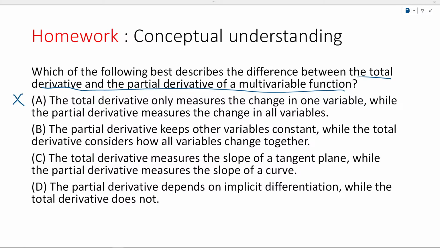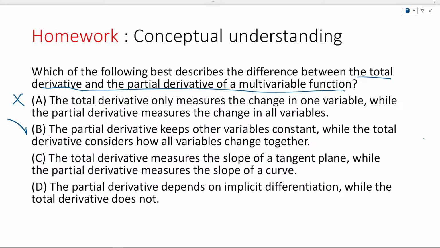Partial derivative keeps other variables constant, while total derivative considers how variables change together. So yes, this keeps all the other variables constant, isolates one variable and sees the effect of this one independent variable. Like, I keep y constant and I see how my height is changing with x. While the total derivative considers how all variables are changing together. So I will see how, for example, x and y are changing, maybe as functions of time, and how they are changing together. So this is the correct answer.